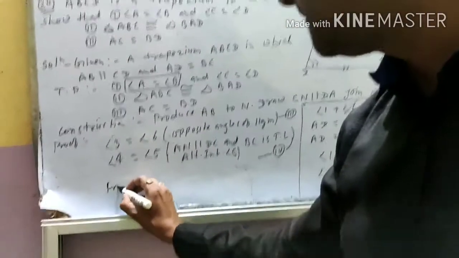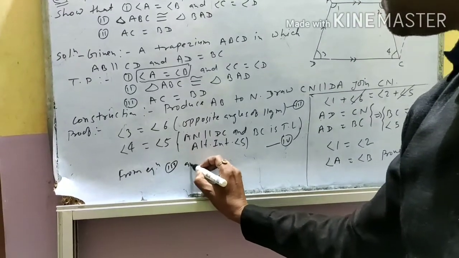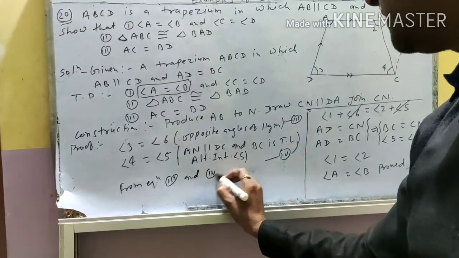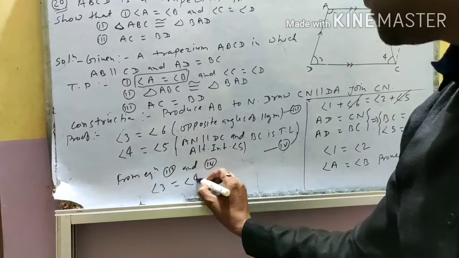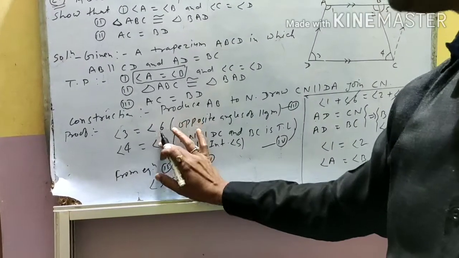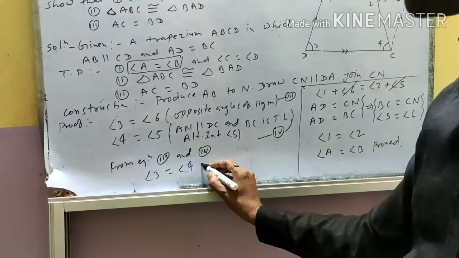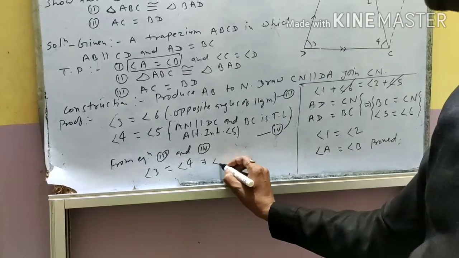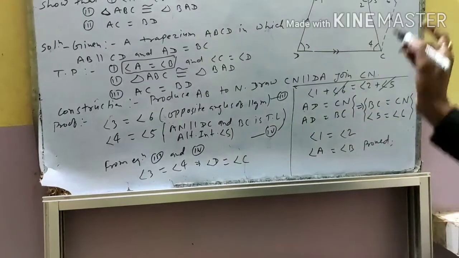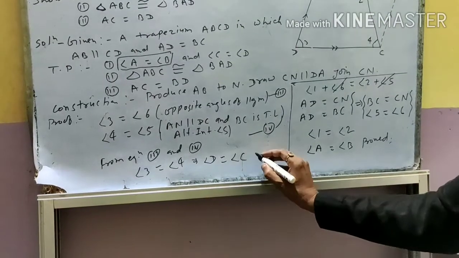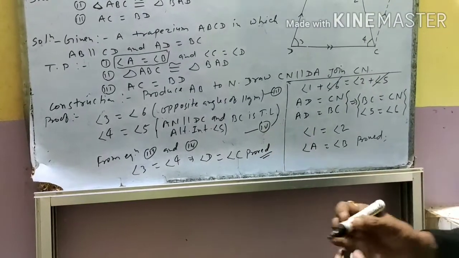From equation 3rd and 4th we can write here angle 3 is equal to angle 4 because 6 and 5 both are the same angle. So angle 3 is equal to angle 4. It means angle 3 is equal to angle D, and angle 4 is equal to angle C. So angle D is equal to angle C. This is the first part proved.